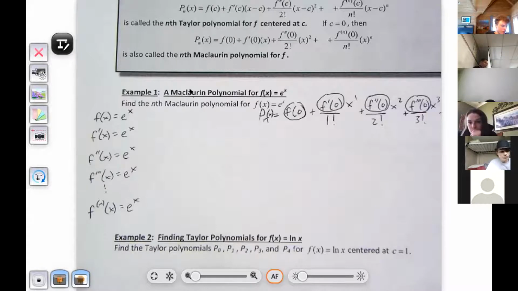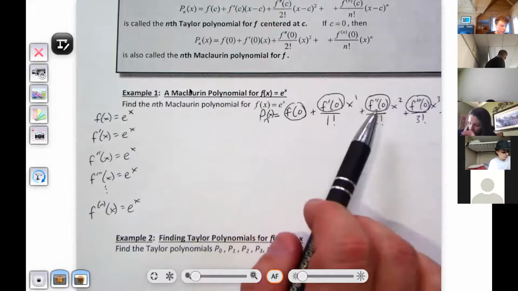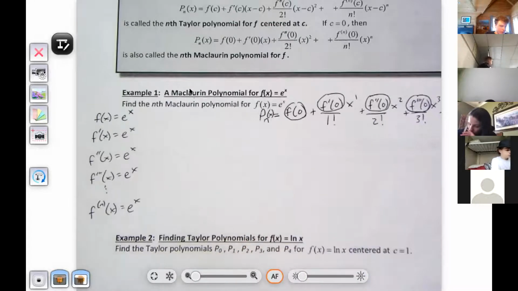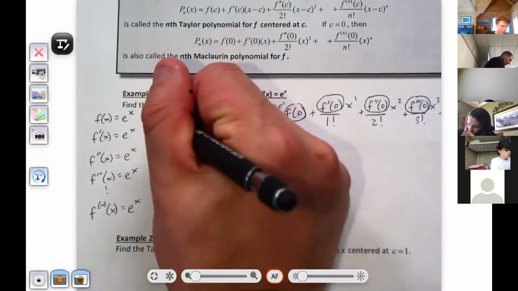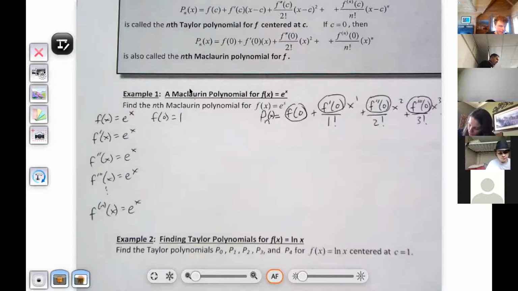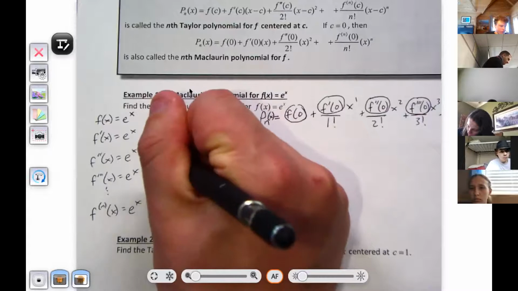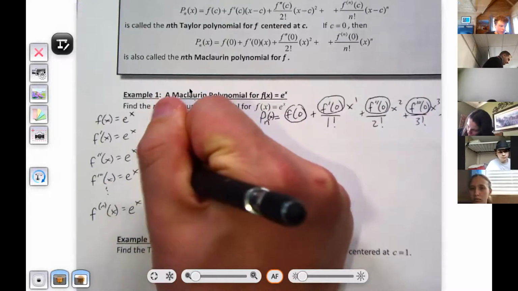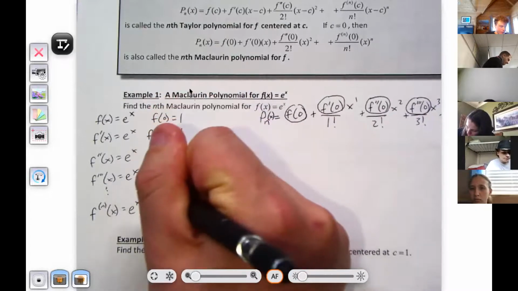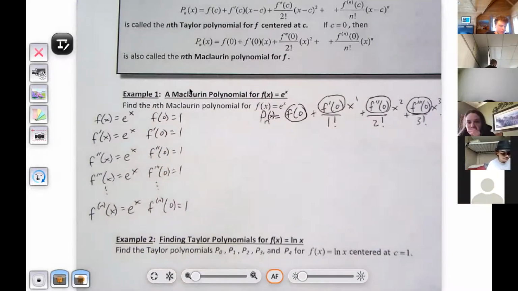But then I want to find all those derivative values at 0. That's what I'm trying to find. I want to find f of 0, f prime of 0, and f double prime of 0, all the values to plug into the formula. So f of 0 is just 1. In fact, for this, all of them are just 1. F prime of 0 is 1. All those derivative values are 1.